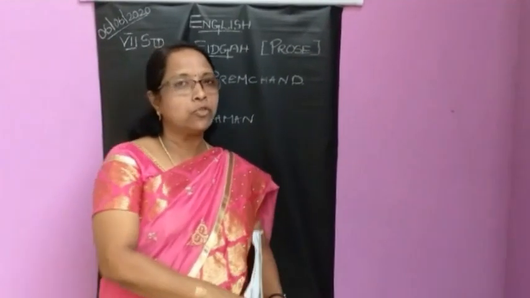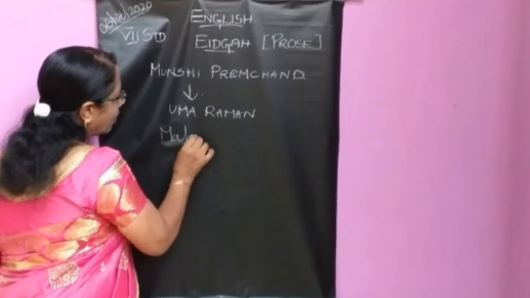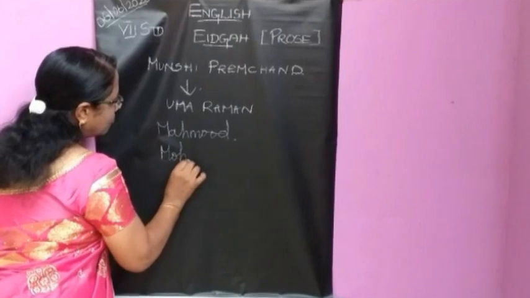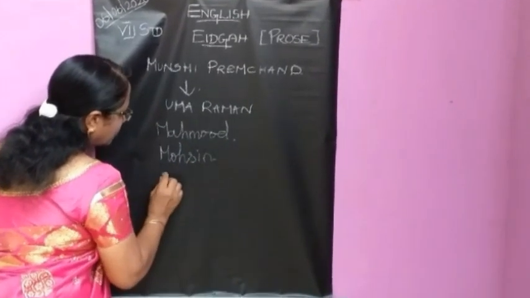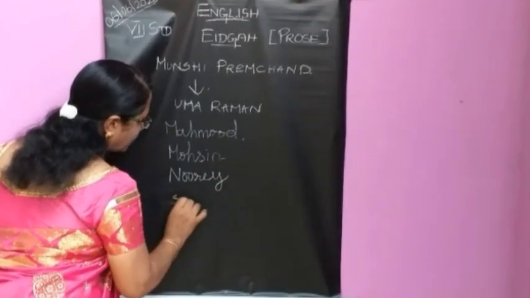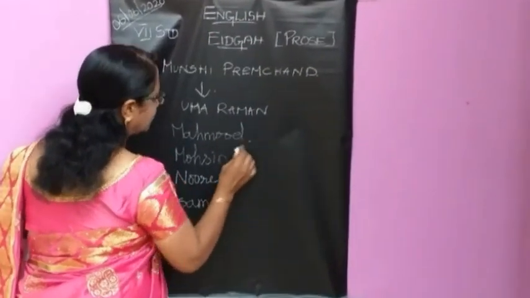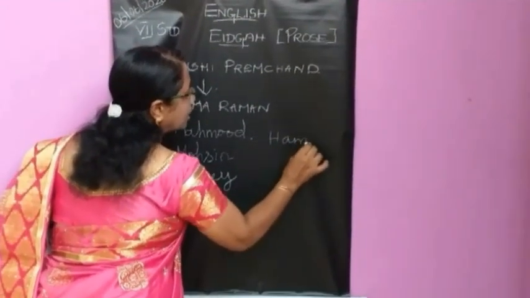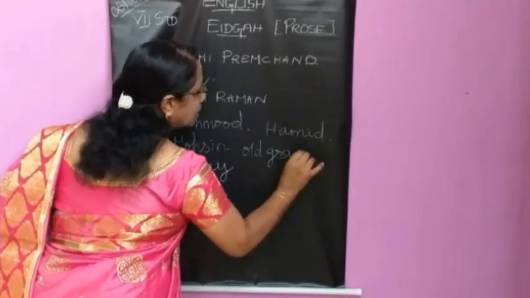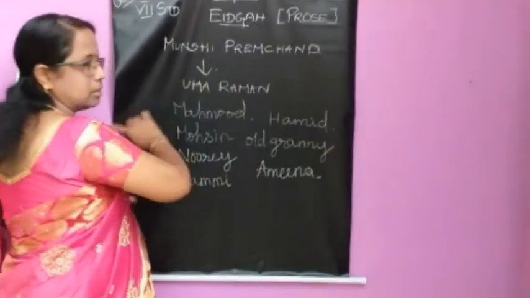The boys, there are some characters in this. They are Mahmud, then Muhsin, next Noore and Sami. These are the friends of the main character, Hamid. The main character here is Hamid and his old granny, whose name is Amina. These are the main characters seen in this story.